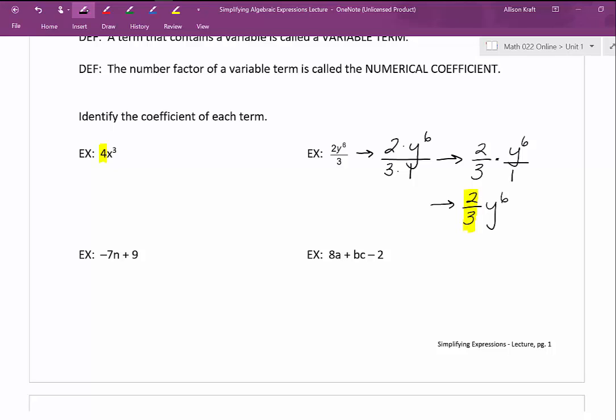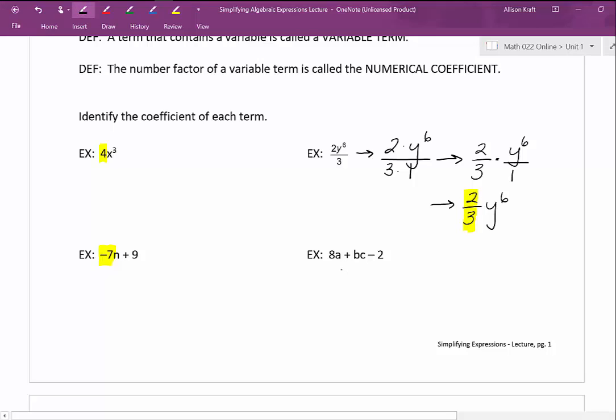In our next example, we've already seen that this is 2 terms. Each term that is a variable term will have a coefficient. Positive 9 is not a variable term. Therefore, this term will not have a coefficient to it. Only negative 7n will have a coefficient. The number we're multiplying by is negative 7. That's our coefficient.